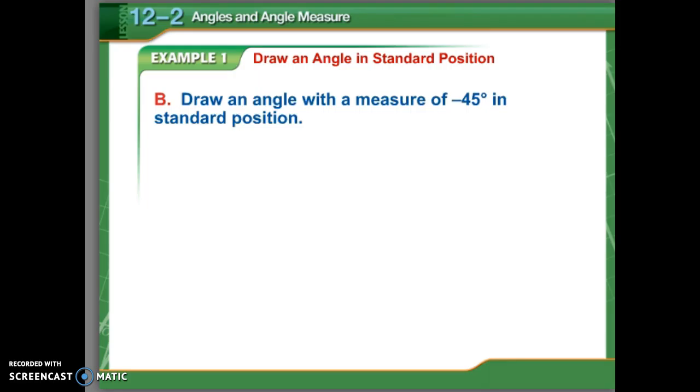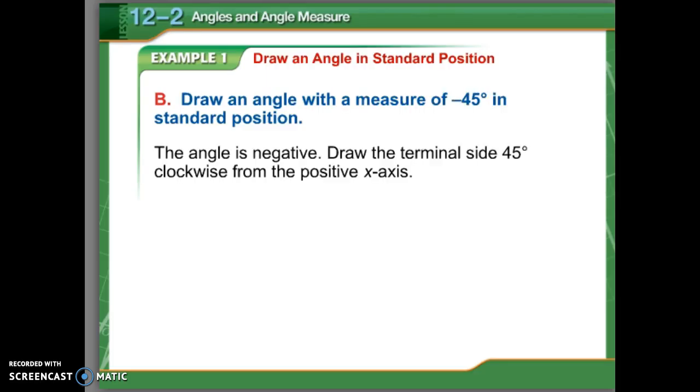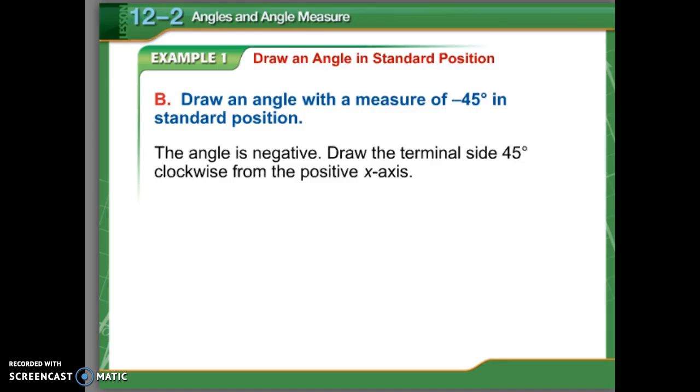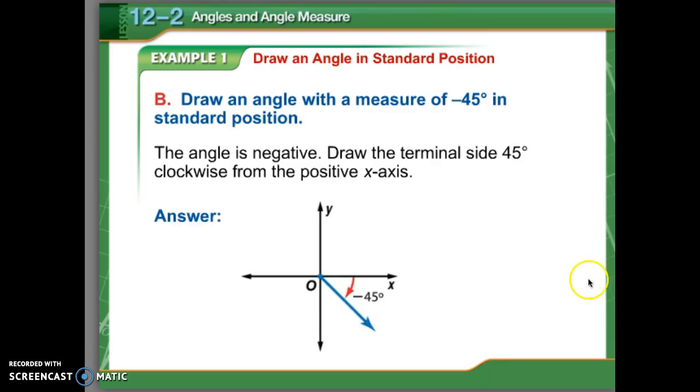Part B, we're going to draw an angle with a measurement of negative 45 degrees in standard position. Because this is negative, we have to go clockwise down from the positive x-axis. And so our angle is going to look like this once it shows up. Right here, we're going down 45 degrees from positive x, and that's our angle. Make sure, again, you draw this red arc with the arrowhead.